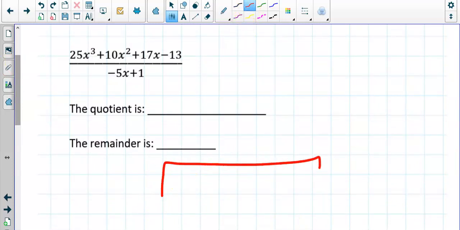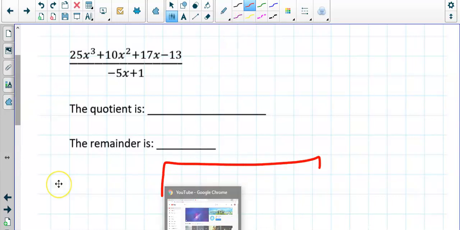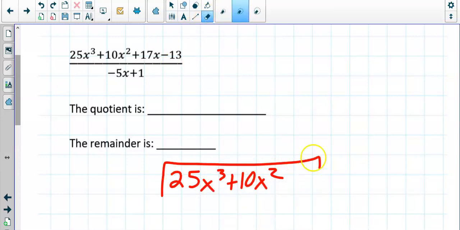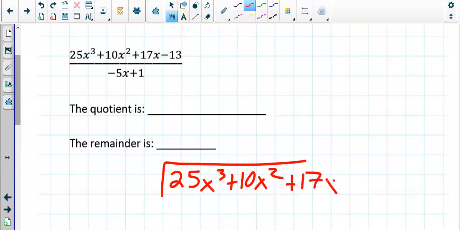Which one of those pieces goes under the division symbol? The top. So 25x cubed plus 10x squared, plus 17x minus 13. I didn't make my division symbol long enough. And then that means the denominator has to go out front.